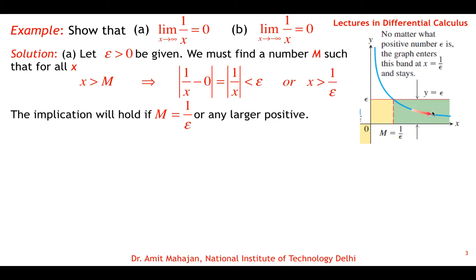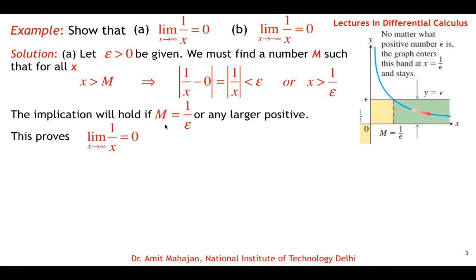It is also written that no matter what positive epsilon is, the graph enters this band at 1 by epsilon and stays there. That means the distance of 1 by x from the origin is always less than epsilon for all x greater than 1 by epsilon. Both these conditions are simultaneously satisfied, and we can say that limit x tends to infinity of 1 by x must be 0.